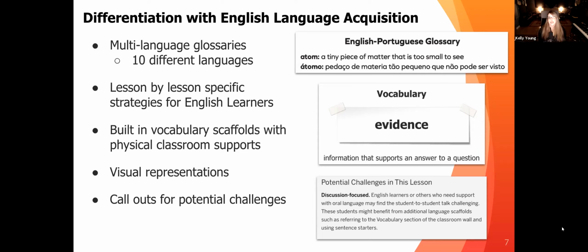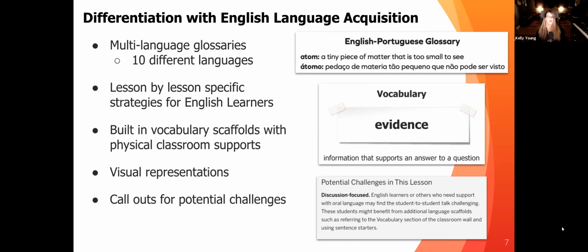Maybe it is a lesson that has really difficult vocabulary. For our modeling matter unit, there's some really challenging lessons and some really challenging words. And so it calls out certain moments. Hey, maybe you need to take a moment here to really focus on the oral language. Maybe, hey, take a moment, look at how you're strategizing and grouping students. It also has built in vocabulary scaffolds.